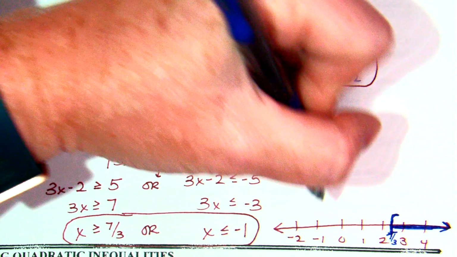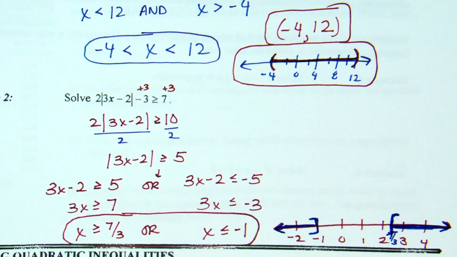And then x less than or equal to -1. This time we're going left, and it's a bracket facing out that way. Okay, that is an appropriate graph.